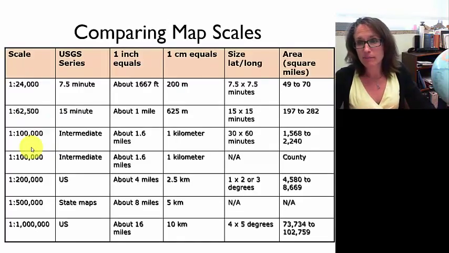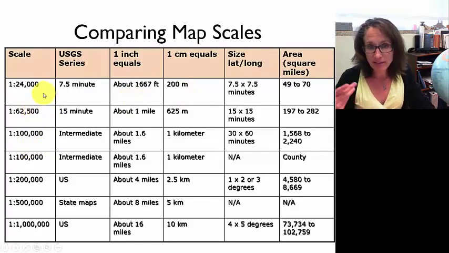A large scale map, one way to think of it is it's a large number because the fraction 1 divided by 24,000 is going to be a bigger number than the fraction, say, 1 divided by 500,000, right? So this is a small scale map, whereas up here is a large scale map.